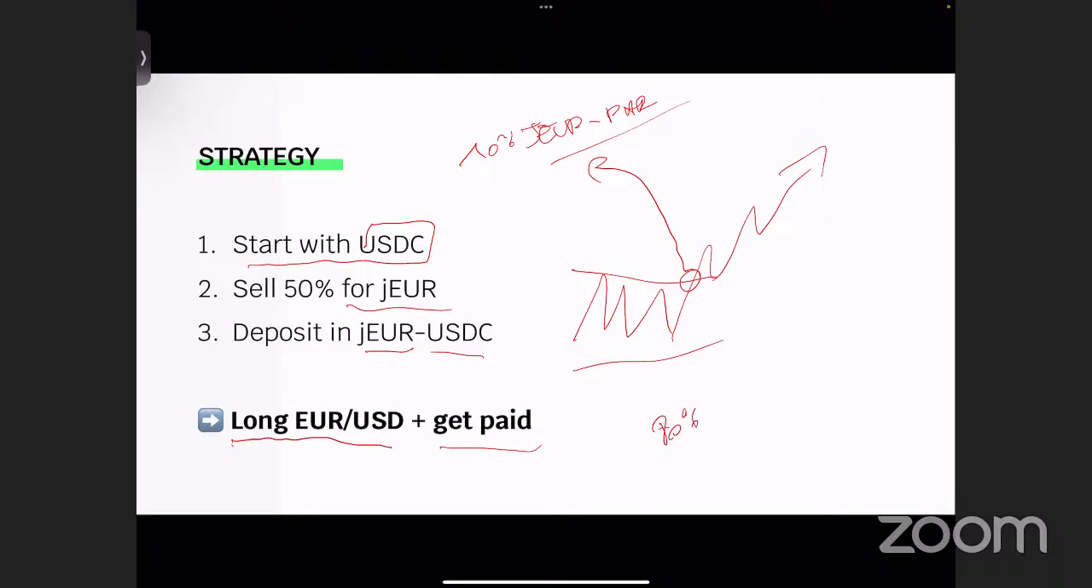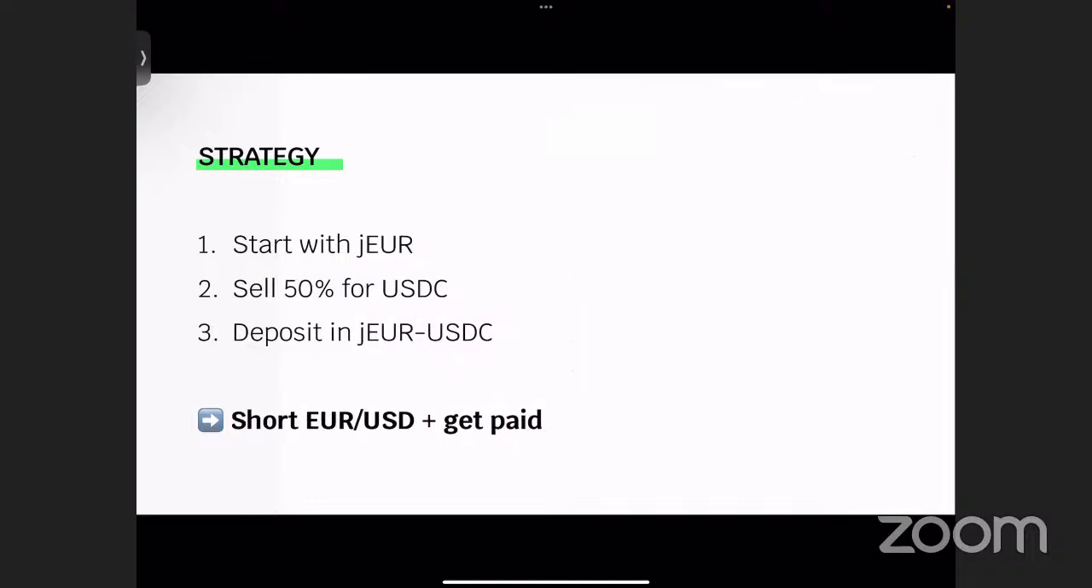So the idea here is that if it breaks up the range, as I said, you sell your USDC for JEuro, you put them here, and you exit at some point. So you have earned money because you have bought JEuro. You have made a profit on the price movement. You have been paid for that. And the best thing is that if you are wrong, maybe the yield that you are making will compensate for your loss.